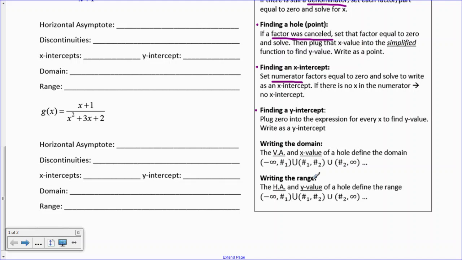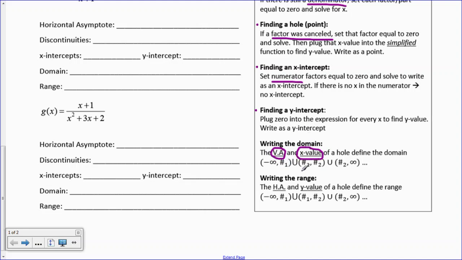Writing the domain and range can be a little bit more complicated. In general, the way that we write the domain is the same thinking that we followed for reciprocal. The only thing that's different is that now we could have a hole affecting our graph. So the domain is going to be determined by the vertical asymptote, just like it was last lesson, as well as the x value of the hole if you have one. Okay, so not only will it jump over the vertical asymptote, it will also jump over the x value of the hole if you have one.